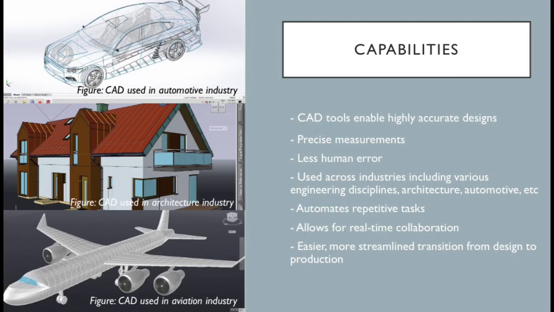With CAD, engineers can have highly accurate designs, precise measurements, and reduced human error. CAD is also used across industries, including engineering disciplines, architecture, automotive industries, and even more. It automates repetitive tasks and allows for real-time collaboration as well.